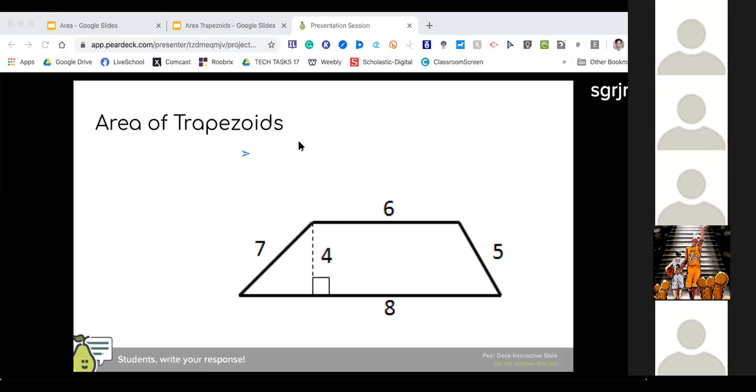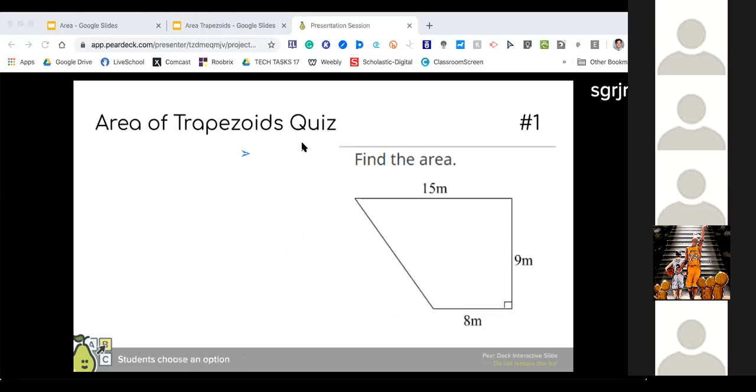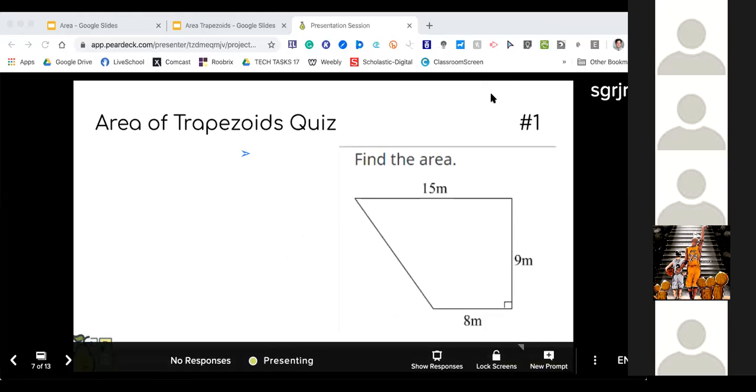So, 7 and 5 are the 2 I did not need because they're slanted. I needed to add the 6 and 8, and that makes 14. Half of 14 is 7. 7 times 4 is 28. So a lot of you said 28 is the square units. That's correct. And if you said 7 and 5 are not necessary, that's correct too. All right. Last one. You should have a multiple choice, right? Did you get a multiple choice? Yeah. Okay. Go ahead and multiple choice your answer.